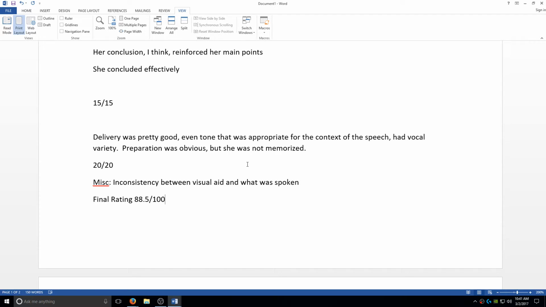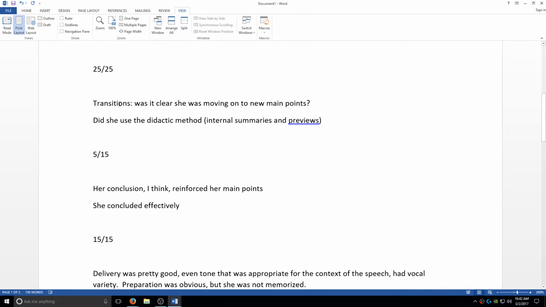Again, she was really only missing those internal summaries and previews. But again, there are three things you need to do for a transition, and one of them is to have a signpost. The other ones are to use these internal summaries and previews, and she didn't do the last two parts of the three-step model, so she only got a third of the points there. So that is what I would rate for this speech.